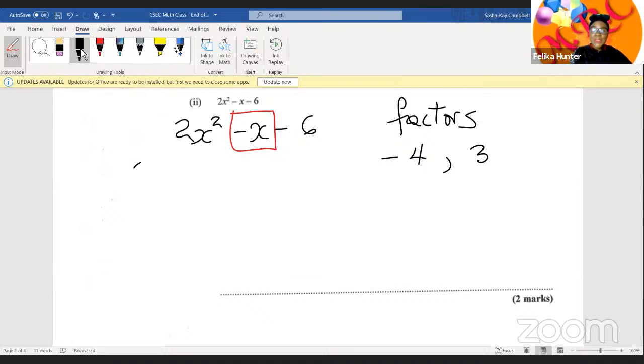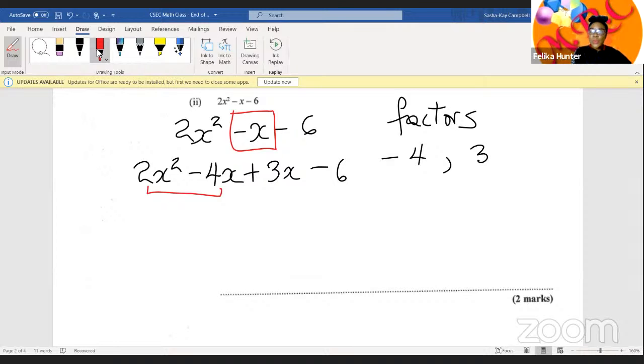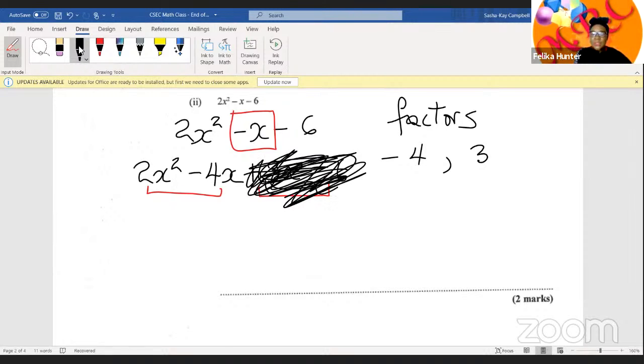All right, so our 2x squared will still be there. Our negative x no longer there, but we now have negative 4x plus 3x, and then minus 6 at the end. From here, we're going to factorize by grouping. So we group our first two and we group our last two. Now we have 2x squared minus 4x, and our focus is only on 2x squared minus 4x. As a matter of fact, you can forget about this part for now. This is not our focus. Our sole focus is on 2x squared minus 4x.